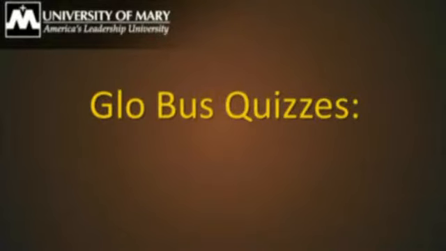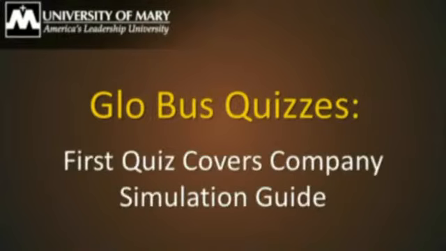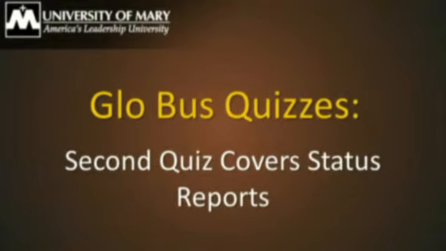Now there will be 2 quizzes covering material related to the Globus Company Simulation. The first quiz will cover the content of the Globus Company Simulation Participants Guide. The second will cover the interpretation of the company simulation status reports. These status reports provide an indication of the strengths and weaknesses of your company, and they'll provide you with valuable clues about your competition. As part of the class, students will be divided into teams of co-managers.